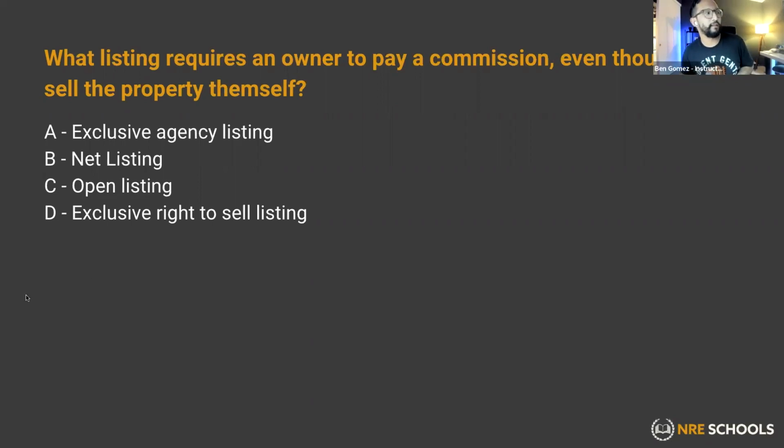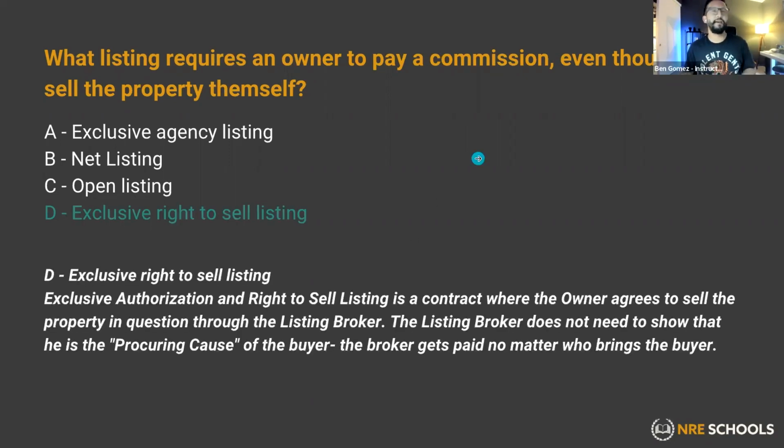The exclusive right to sell is the most common. That's the only one that we take, because it doesn't matter if the seller finds their own buyer. It doesn't matter if it's the seller's brother who buys the property, or the seller's tenant. If we have an exclusive right to sell listing, you still owe me a full commission. It's the only one we take. Exclusive right to sell.